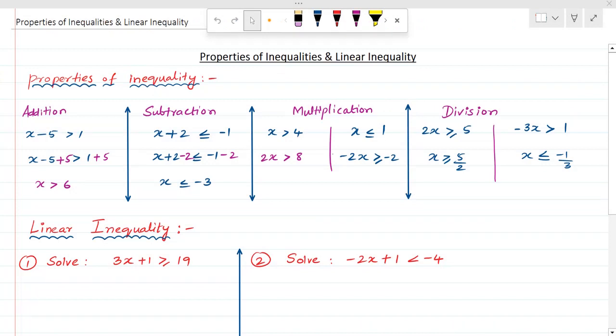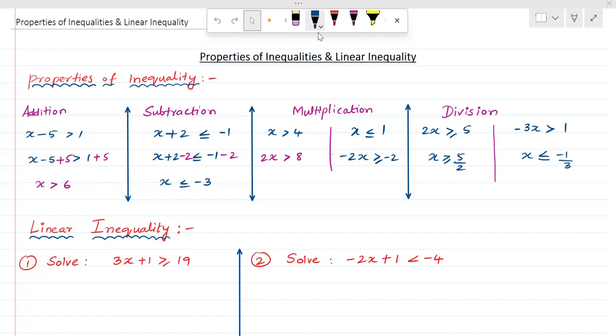In this video, we are going to discuss the properties of inequalities and the linear inequality. So before going to the topic, we have to know the properties of inequality. What is the meaning of inequality?